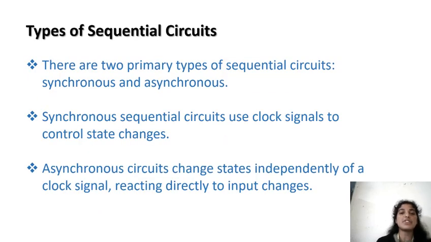Types of sequential circuits. There are two primary types of sequential circuits, synchronous and asynchronous. Synchronous sequential circuits use clock signals to control state changes. Asynchronous circuits change state independently of the clock signal, reacting directly to input changes.